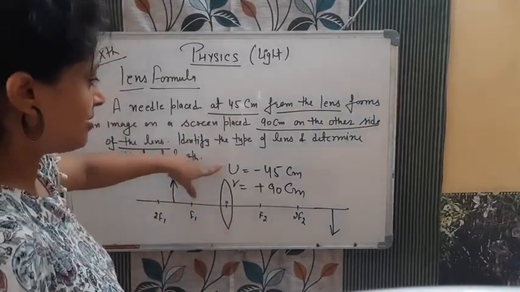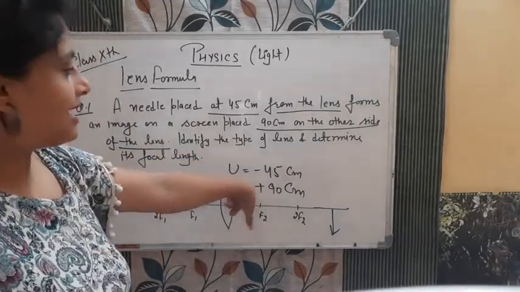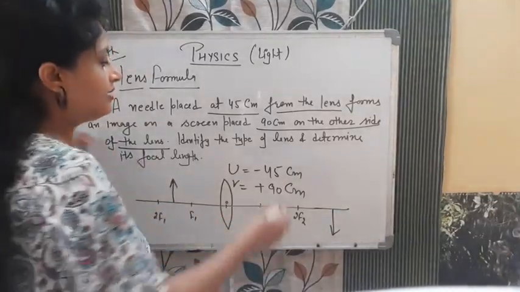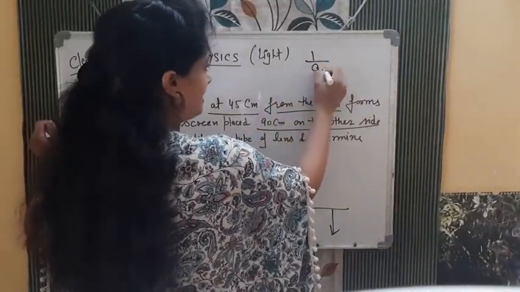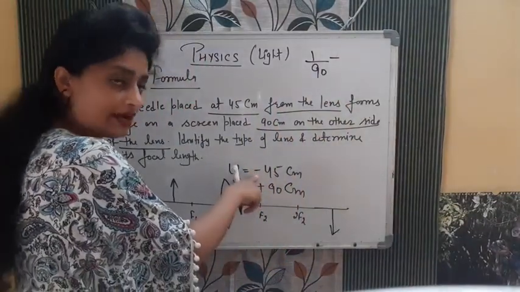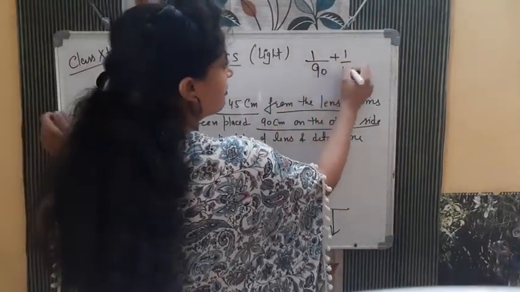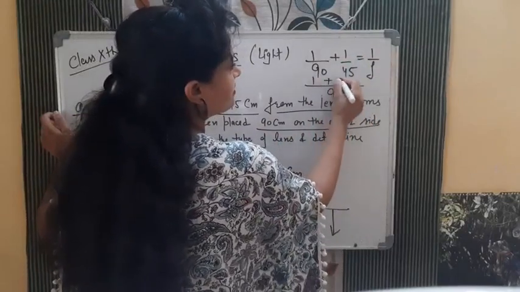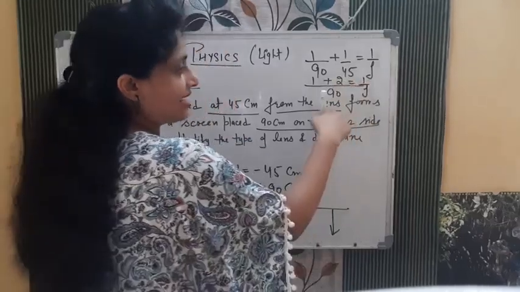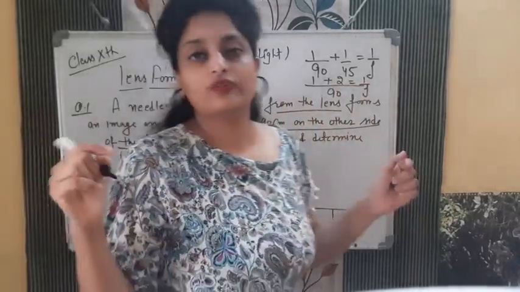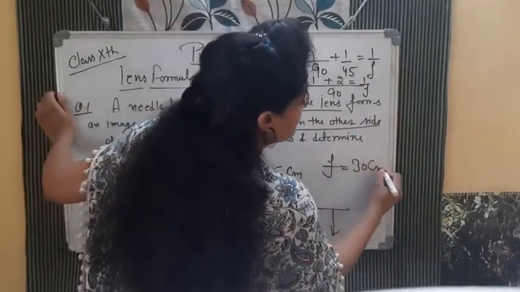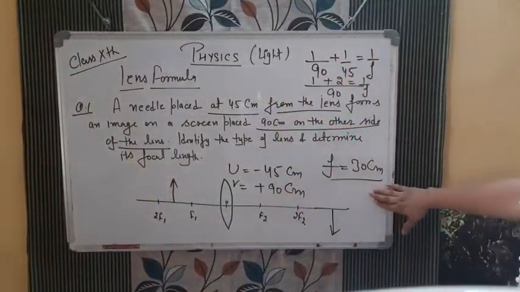So now see, u is minus 45, v is plus 90. We already know that this is the convex lens. How will we find the focal length? Lens formula. So 1 by v is 1 by 90, minus 1 by u. Now one more negative sign is here, so it will be plus 1 by 45, that is equal to 1 by f. Now take LCM. This is 1 and this is 2. 1 by f will be 3 by 90, and when you reciprocate and solve, it will be 30 cm. So focal length is 30 cm. So your answer will be: it is a convex lens of focal length 30 cm.